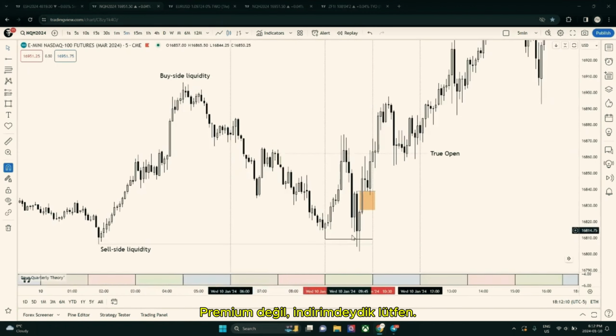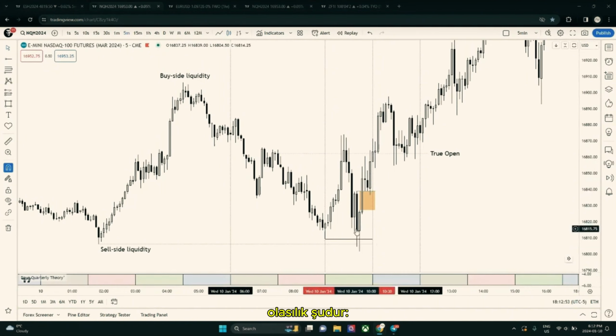Another thing is we were in premium. No, we were in discount. Please forgive me for that. We were in discount, right? If you measure this high to this low and you draw a line right here to cut the top portion and the bottom portion in half, you'll see that we would be below the equilibrium of this dealing range, right? So below the equilibrium of the dealing range, we have all of this taking place. All of this. This is what high probability is.